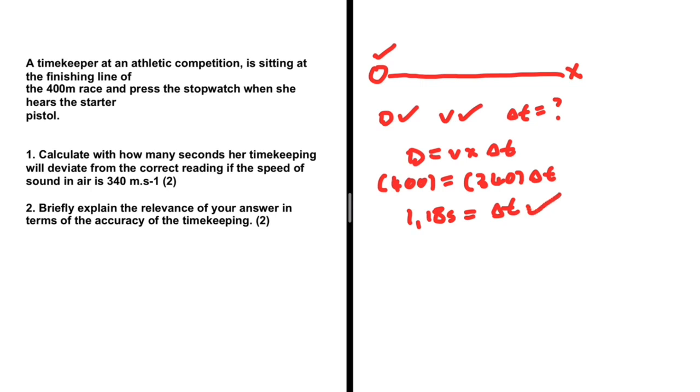So let's say maybe a person takes 10 seconds. I'm not quite sure how much time people usually take in a 400-meter race. Let's say 30 seconds. If you take 30 seconds, you'll find that the time on the stopwatch, delta t, will be equal to 30 minus 1.18 seconds. This is because the stopwatch is behind by 1.18 seconds. So if you take 30 seconds, the time recorded will actually be 30 minus 1.18 seconds.